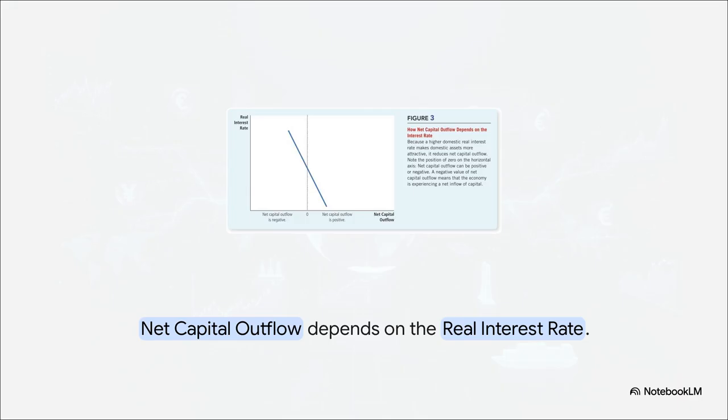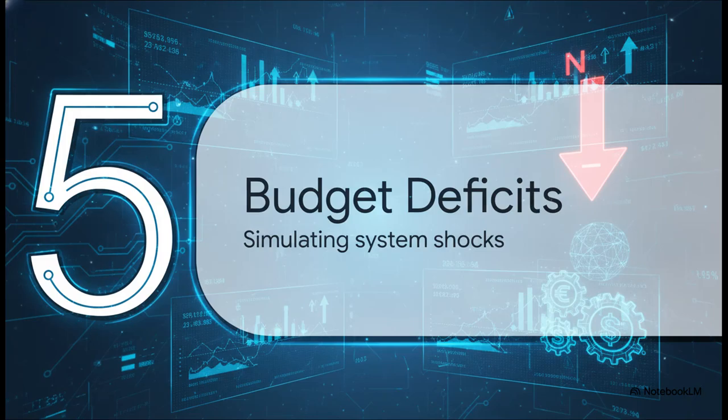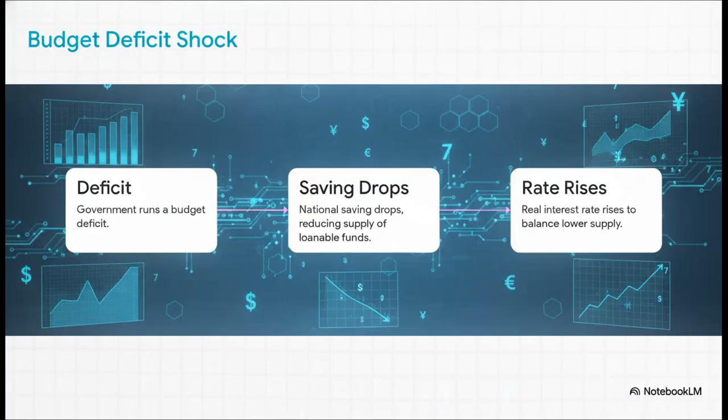But barring any sudden shocks like that, keep this standard interest rate dynamic in mind as we run our simulations. Section 5. Simulation 1. Budget deficits. Okay, let's watch the cascade effect step by step.